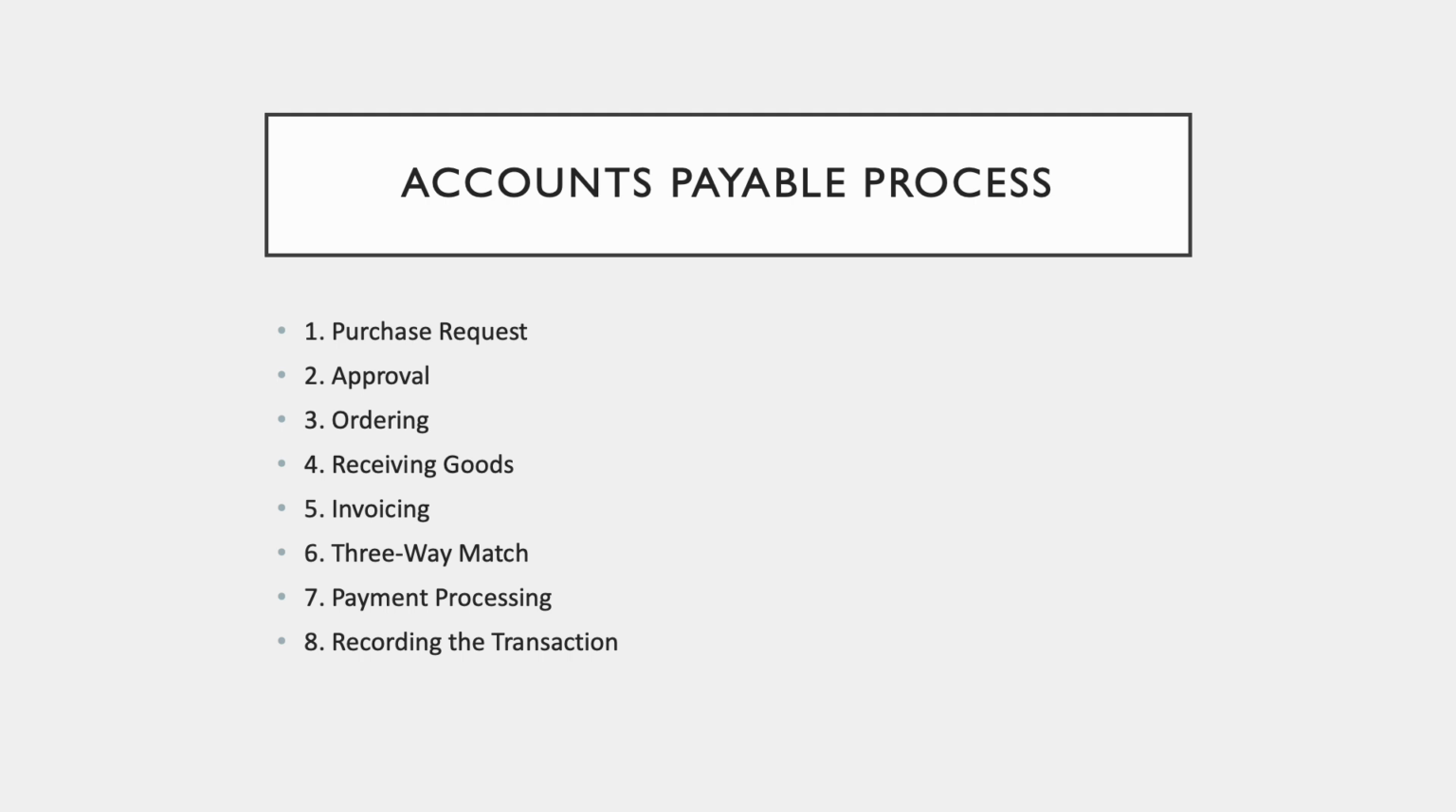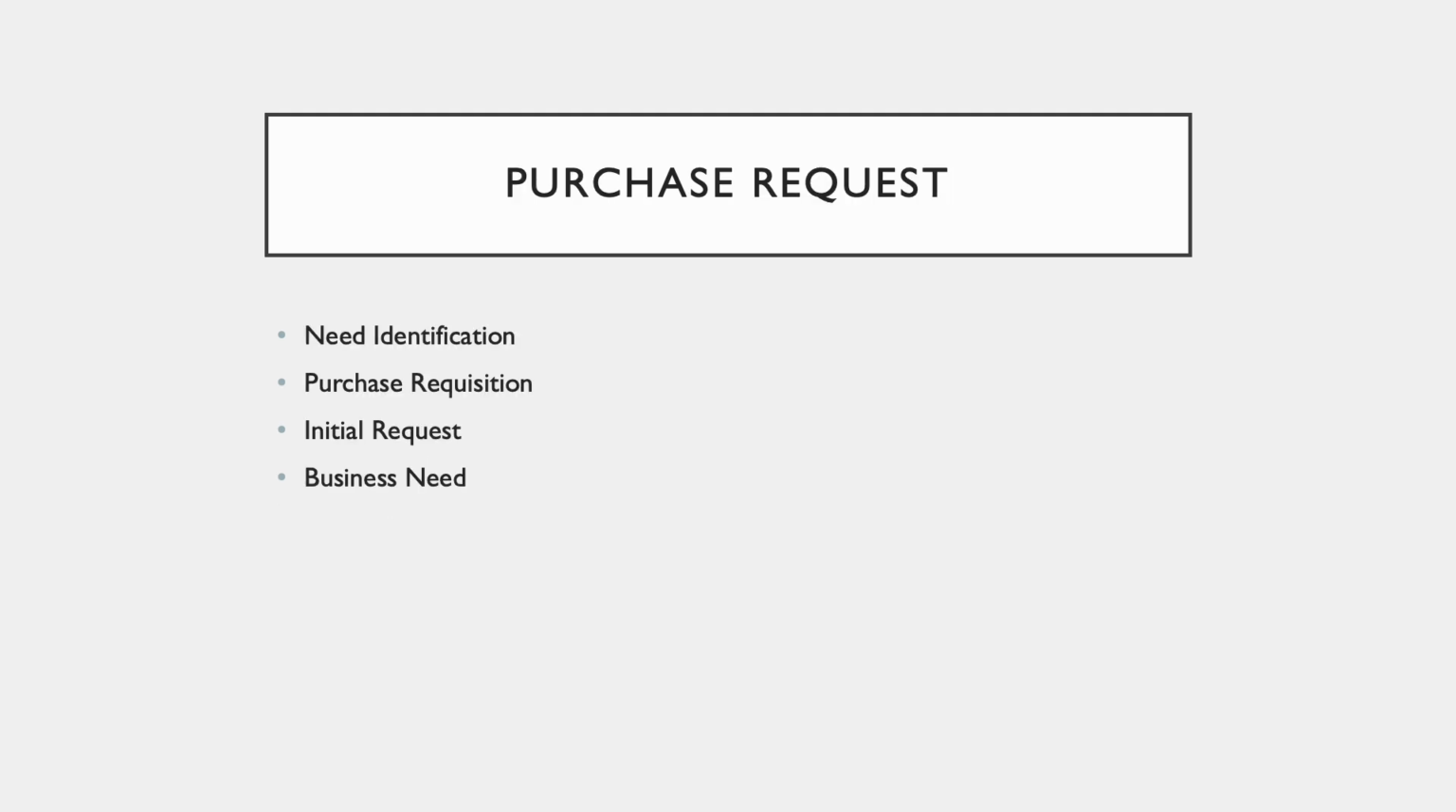First, let's talk about the accounts payable process. It's not just about paying bills, it's a series of steps that ensure every dollar spent is accounted for and properly authorized. Here's how it typically works. It all starts with someone in the business needing something, whether it's goods or services. They'll submit a purchase request, which kicks off the process.